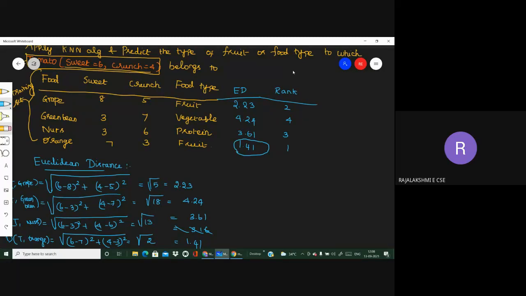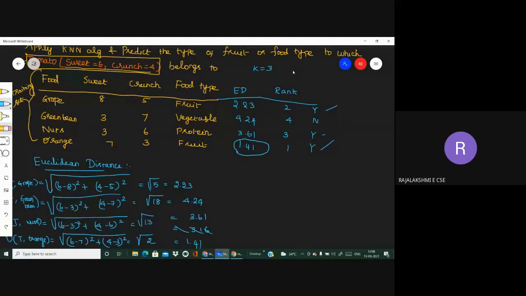In case the k value was given as 3, then 1, 2, 3 will be included, and this will not be included. So when you compare the result, you will be getting 2 fruit and 1 protein.